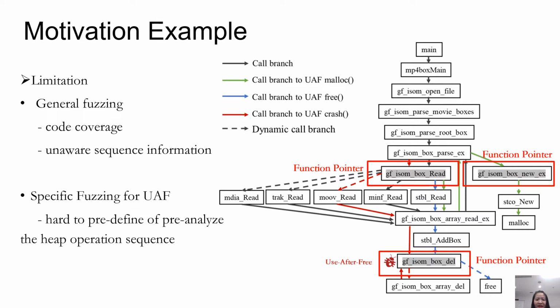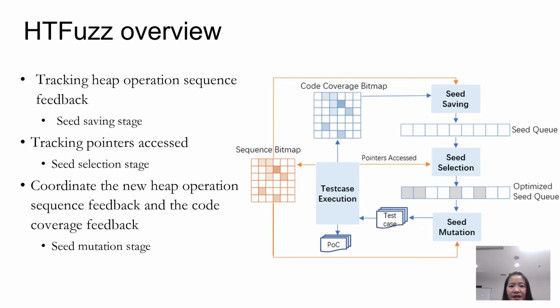In this paper, we propose a novel heap operation sequence sensitive fuzzing solution, HTFuzz, to increase the diversity of heap operation sequences rather than focus on employing a limited set of candidate operation sequences. We designed HTFuzz and implemented it on the popular greybox fuzzing tool AFL, which follows the same workflow but comes with improvements in 3 parts.